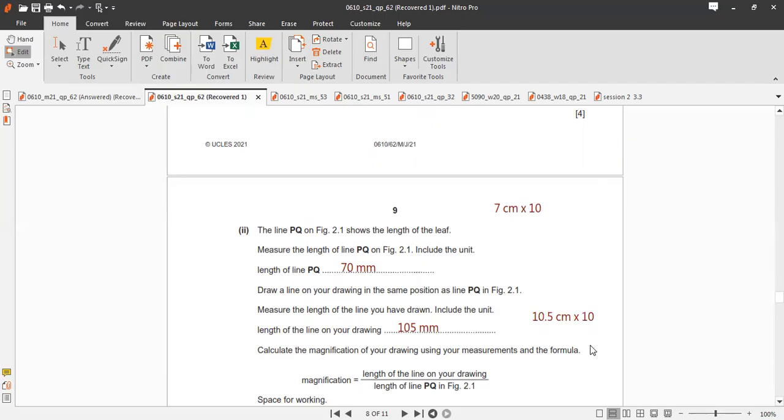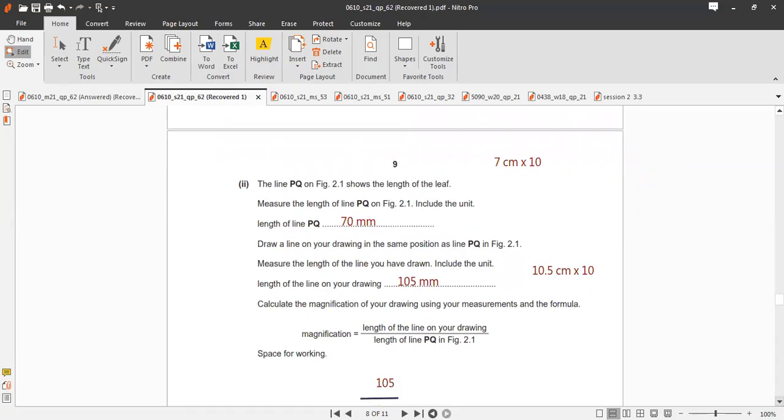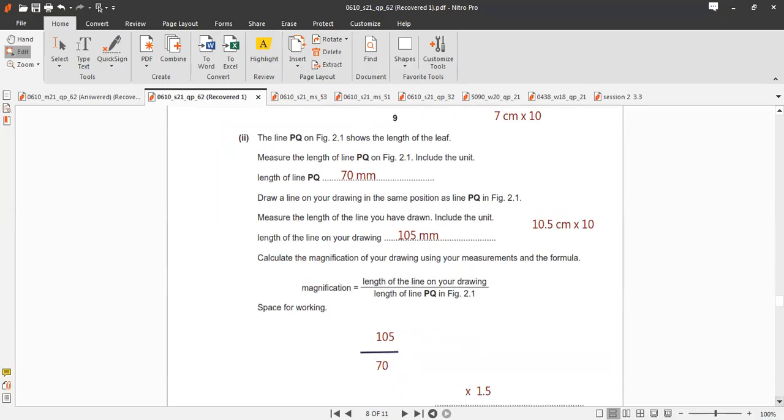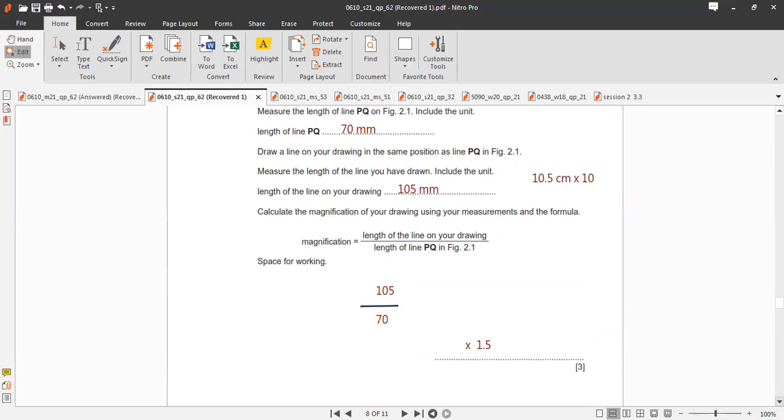Okay, I drew the leaf at 10.5 centimeters, multiply by 10 equals 105 millimeters. Calculate the magnification of your drawing using your measurements and the formula. Magnification equals the length of the line on your drawing, 105, divided by the length of line PQ in figure 2.1, 70 millimeters, equals 1.5.